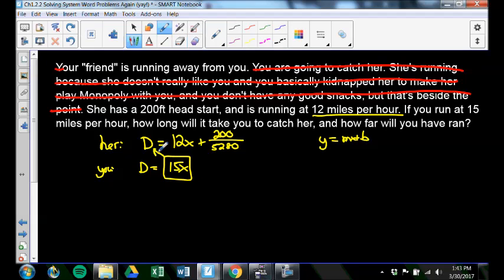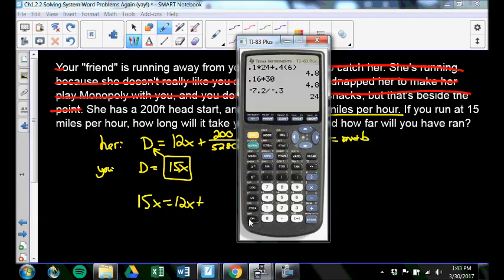I can solve this by substitution. I want to know when are the two distances the same. When does her distance equal my distance? Because then we'd be at the same point and I would have caught her. So I substitute. 15x equals 12x plus whatever that fraction is. I'm going to reduce it on my calculator. If I do 200 divided by 5,280, I get this.